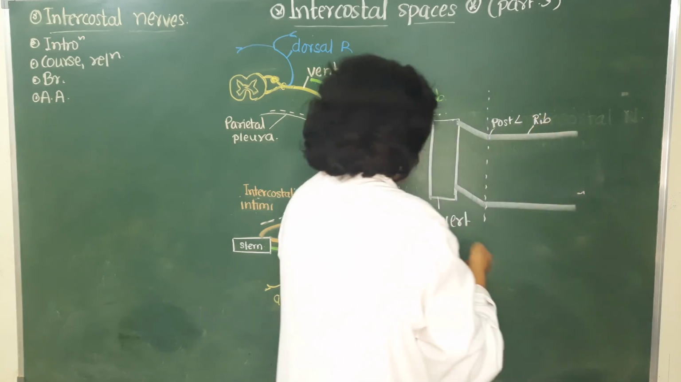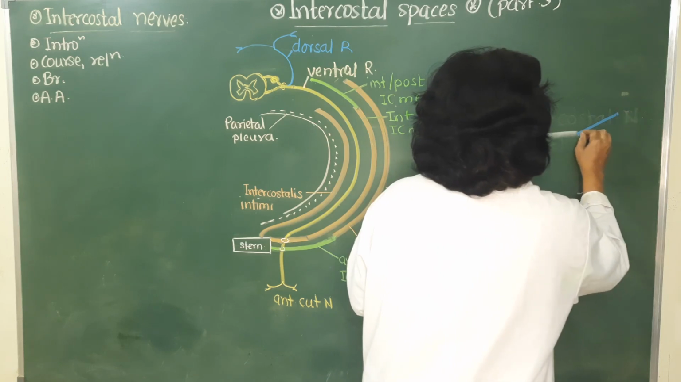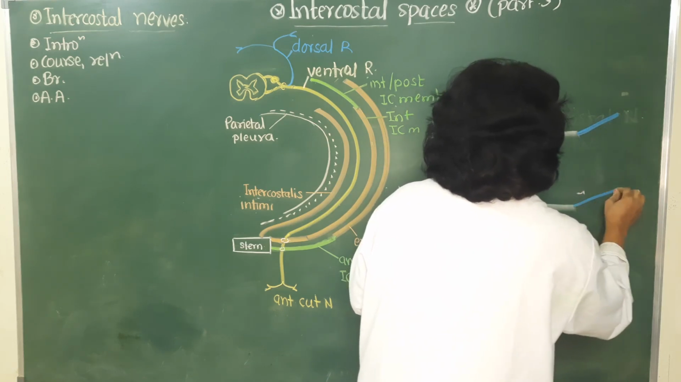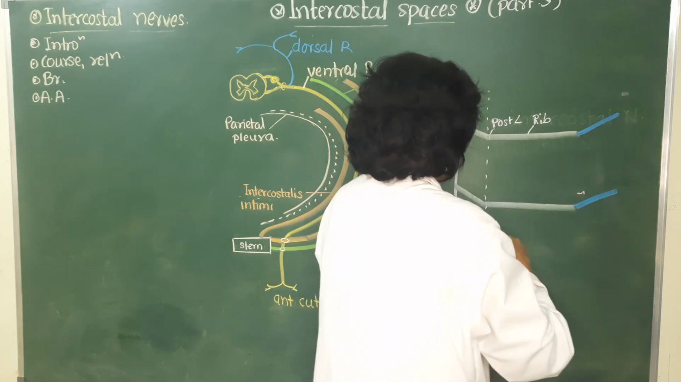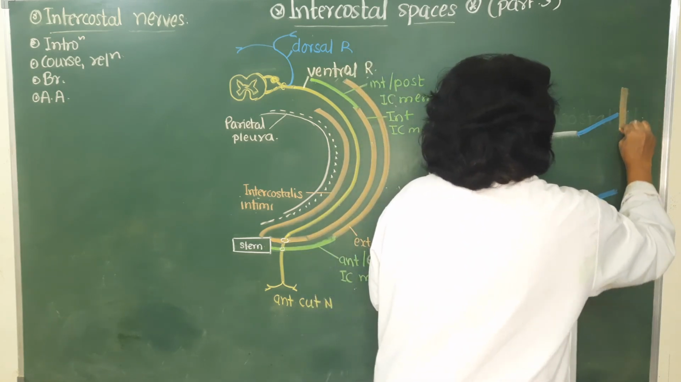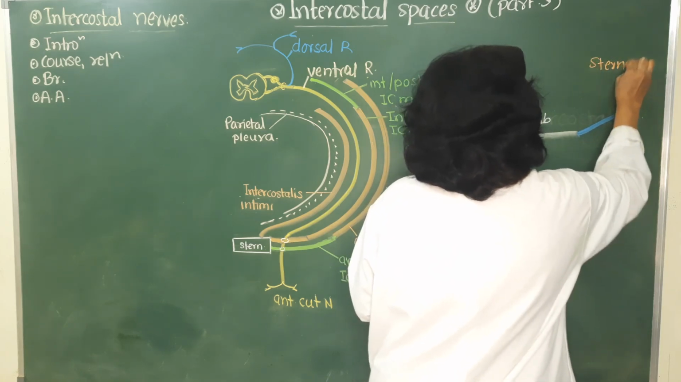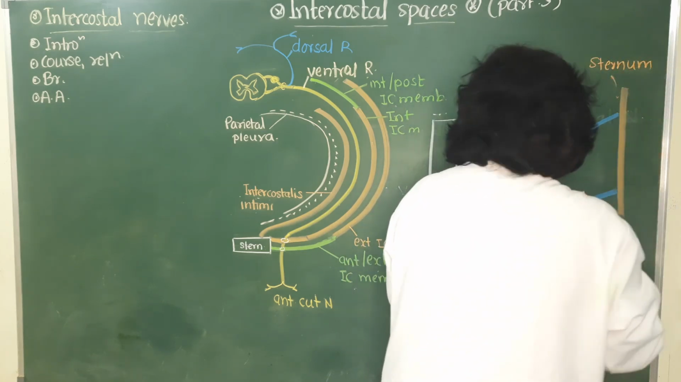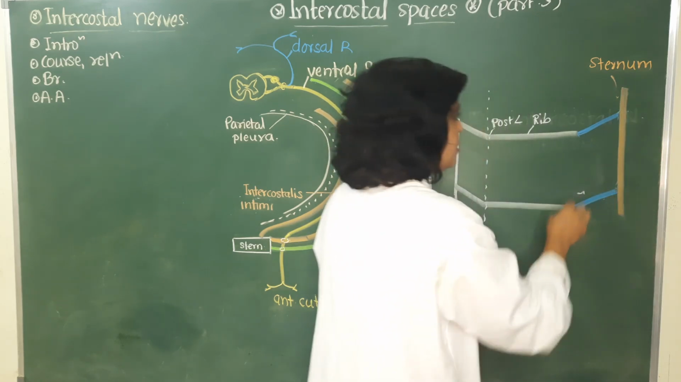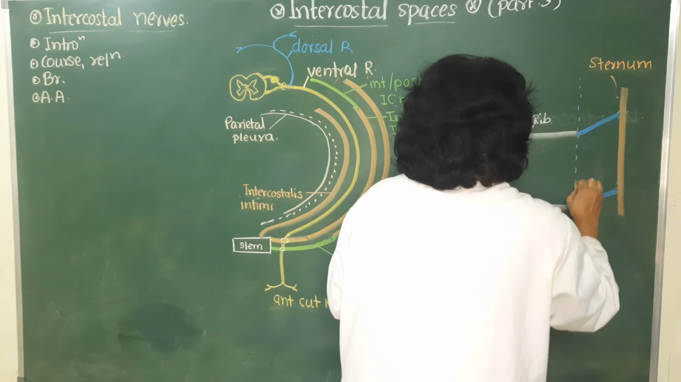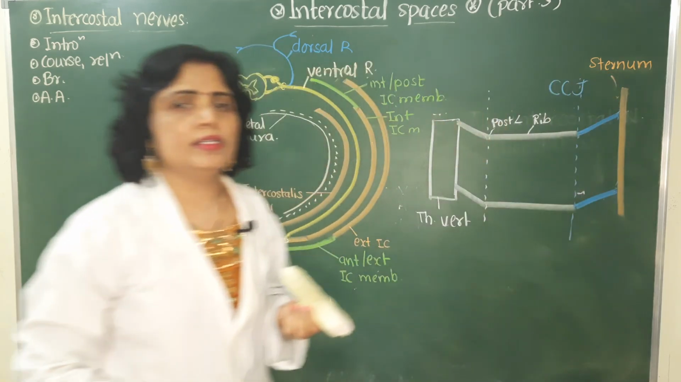These ribs are connected through the costal cartilages to the sternum. Suppose these are the costal cartilages, and imagine this as the sternum. Here you get the costochondral junction. This junction is called the costochondral junction.